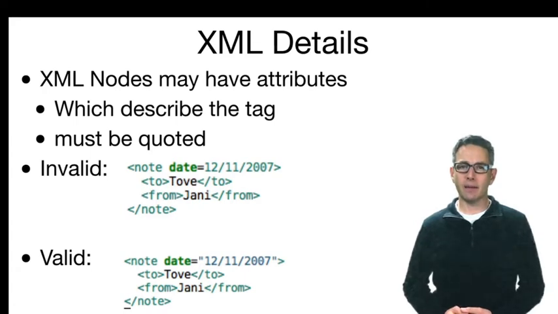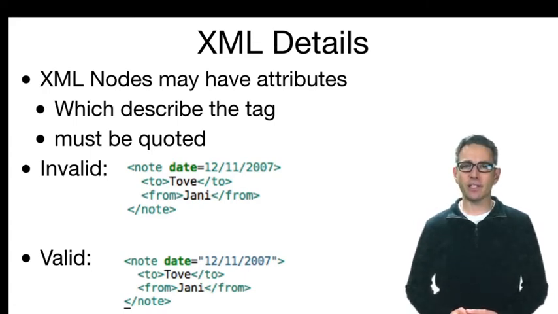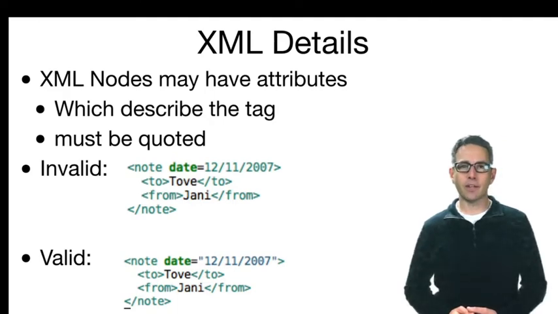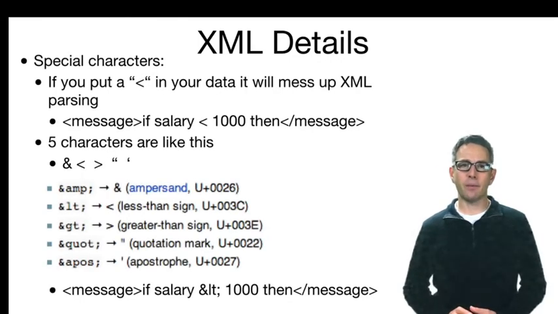So an invalid example of putting a date attribute into the note tag is this first example. It's invalid because although the date string is fine, it's not enclosed within quotes. The second example demonstrates properly generated XML syntax for an attribute, in which the value of the date attribute of the note tag is enclosed in double quotes. Now this attribute structure is a little bit funny because it turns out that attributes can be interchanged, and I'll demonstrate that in a second.